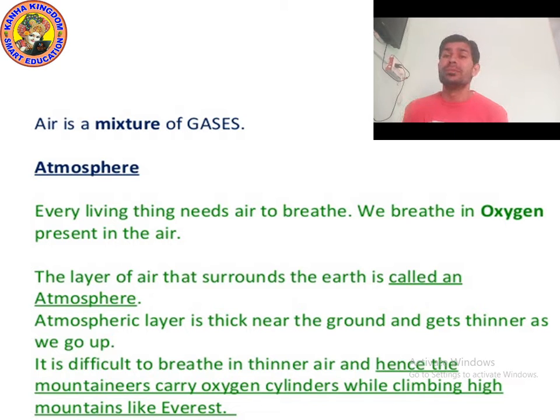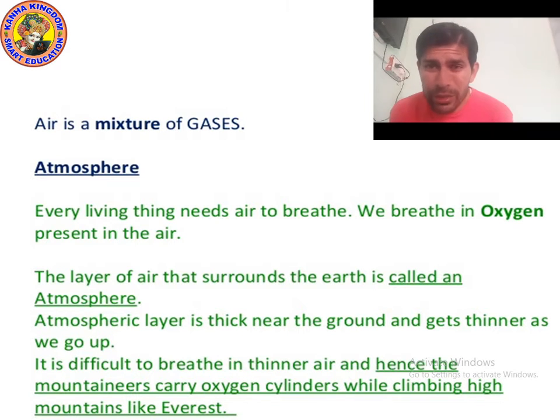The particles of air are far away from each other. The molecules of air are very far apart because it is a gas. So the molecules of gas are always far from each other, they are not close. But the molecules, or you can say the particles, of a solid are near.